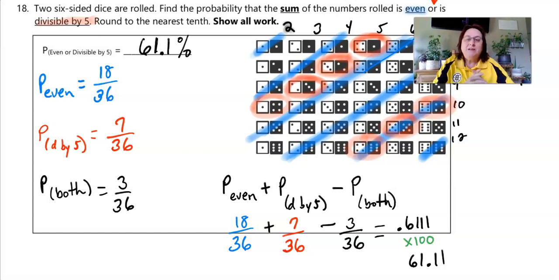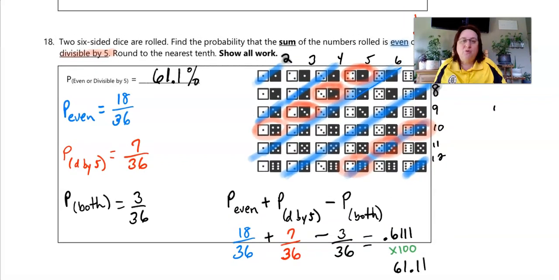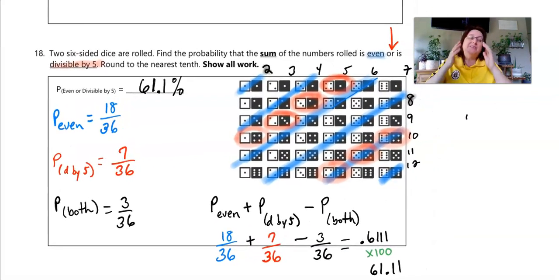Okay, so look at my work, compare it to yours, see if you made a mistake, what might have happened. Okay, so again, guys, this is a visual representation, and I put the dice on your assignment specifically so that you could do the highlights if you need to. Okay, so visual representation of overlapping events.